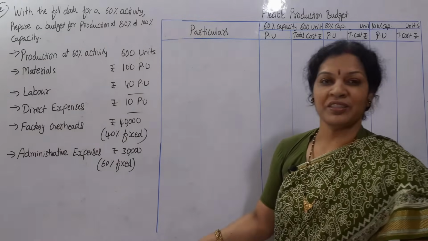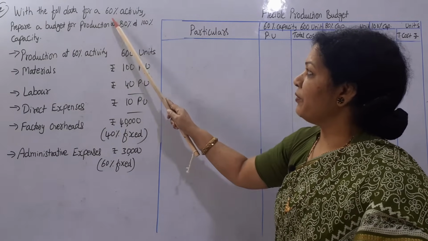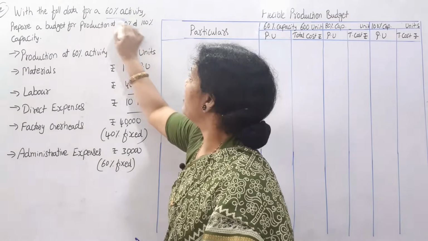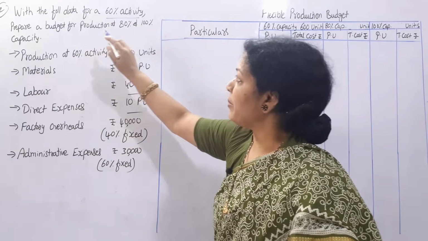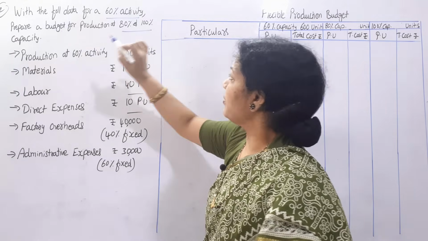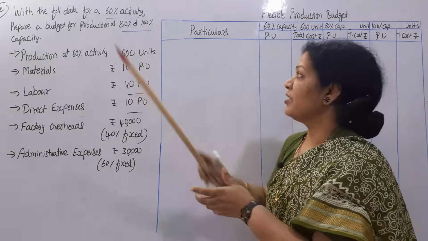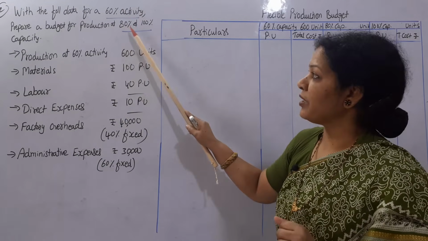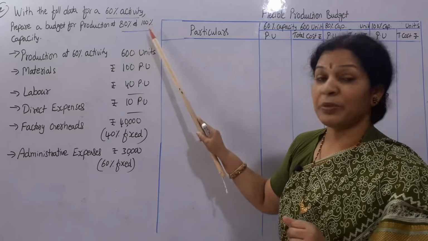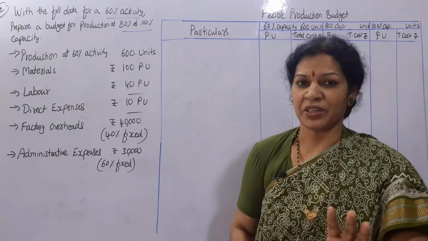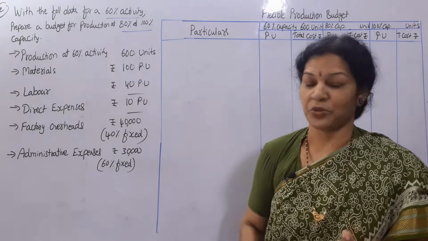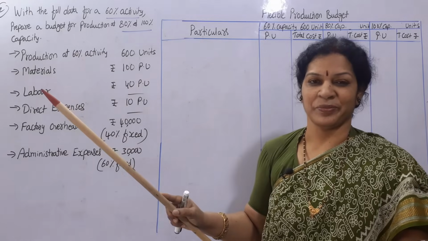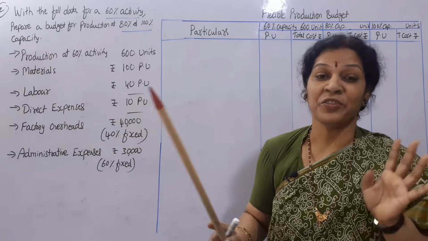So what is given to us? With the following data for 60% activity, prepare a budget for production at 80% and 100% capacity. 60% activity information is given. They are asking us to prepare a production budget for 80% and 100%. They are not using the words flexible budget, but it is understood. When 60% is given and they ask for 80 and 100%, it means flexible. We are going to prepare a flexible production budget.